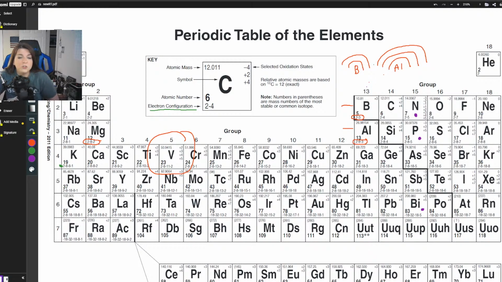The third level can also hold 8. If you count from sodium to argon, you have 8 elements. So 8 electrons in total fit in that third energy level. Then we jump all the way to 18. There is no option to have 9 in the third energy level. At that point, it's overfilled.